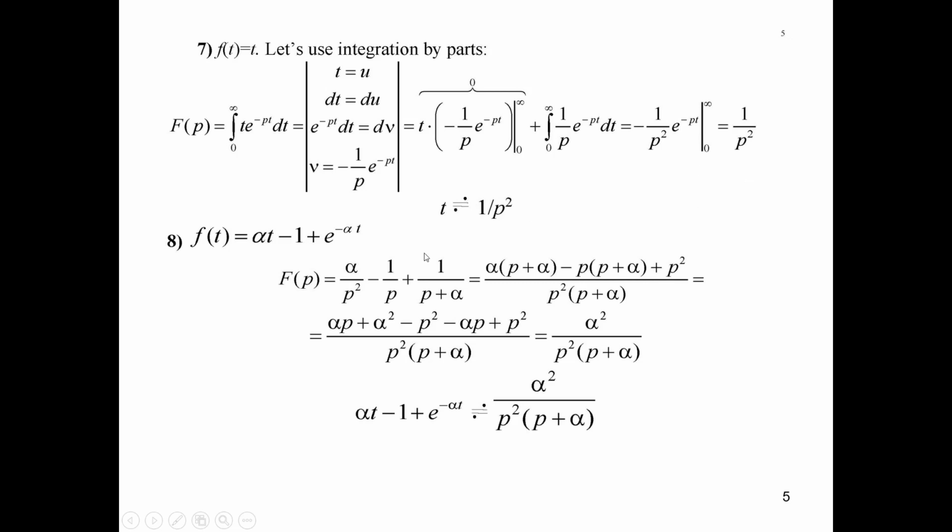And here, let's consider in the next lecture such a function: alpha t minus 1 plus e to the minus alpha t. Sometimes you can encounter such a function, and I will explain how it may be presented as a Laplace image with the help of linear transformations.